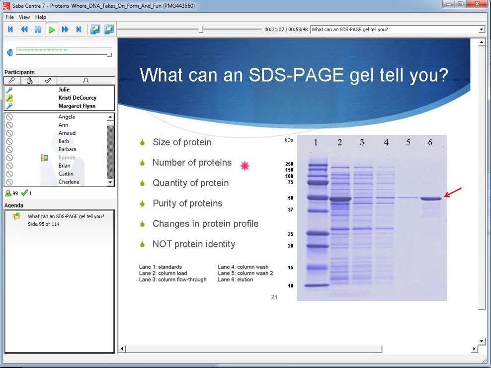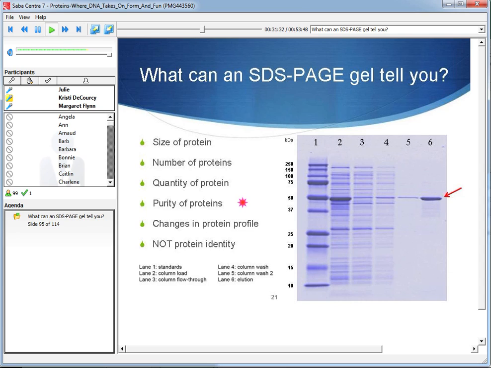The quantity of proteins. If you compare two side-by-side bands, you can tell that there is more in a darker band. But that's also assuming that the dark band contains only one protein at that molecular weight. There could be 5 that happen to be at exactly the same size. You can talk about purity of proteins. You can tell that lane 6 is a lot purer than the sample was in lane 2.